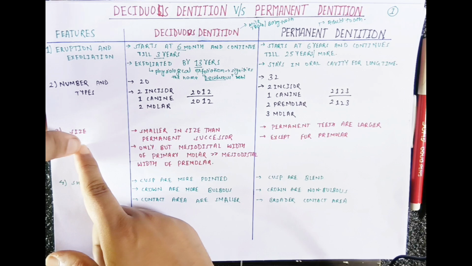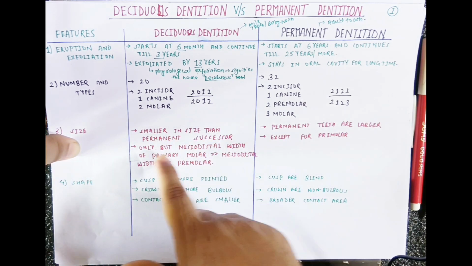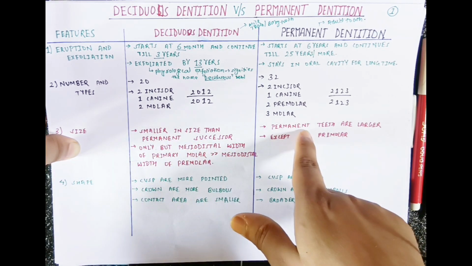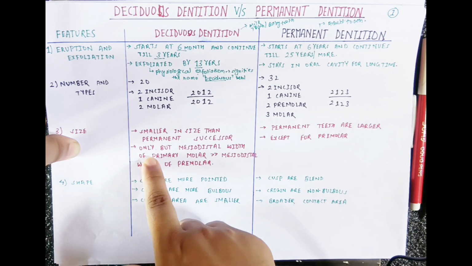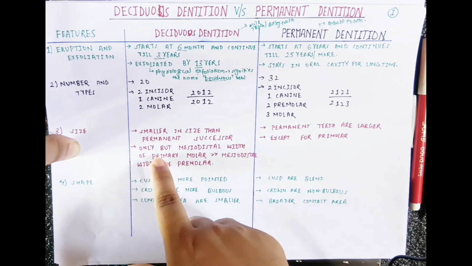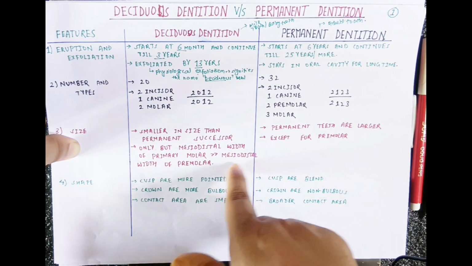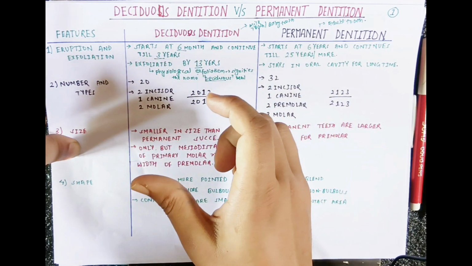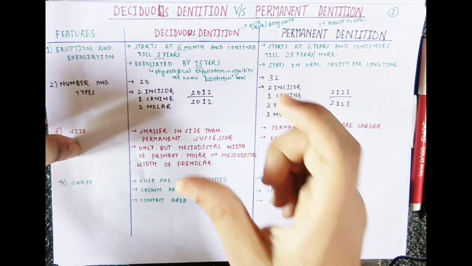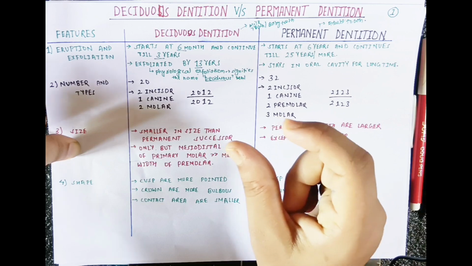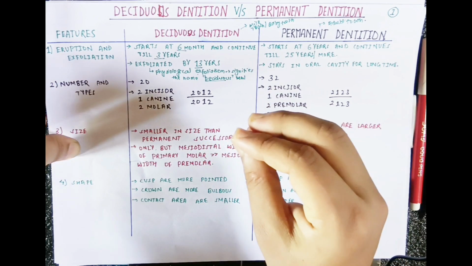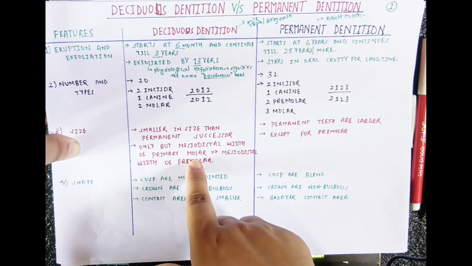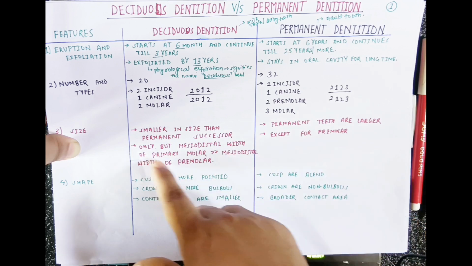Similarly, for size, the deciduous teeth are quite smaller than their permanent successors, and the permanent teeth are greater than deciduous dentition only. Here is one exception: the mesiodistal width of the primary molar is greater than the mesiodistal width of the premolar. As we know, at the place of the primary molar, the permanent successor will be the premolar. So the mesiodistal width of the premolar, which is permanent, is less than the mesiodistal width of the primary molar. That I have written here.